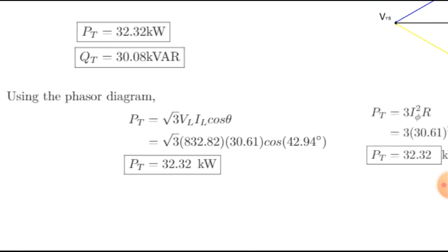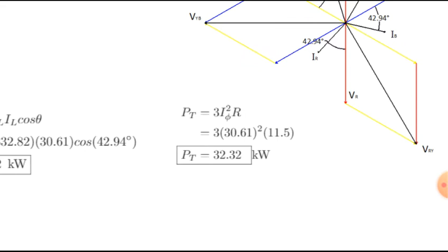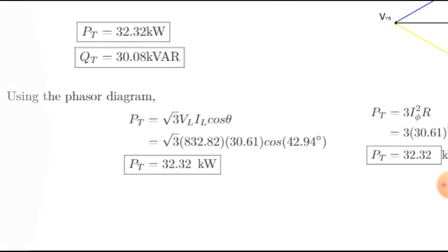And for Q, another way is to use the other formula, I squared R times 3. Take the magnitude and multiply it with the resistance. But take note, the resistance used here is the resistance value of the Z total, not just the load, but the total impedance, 11.5.